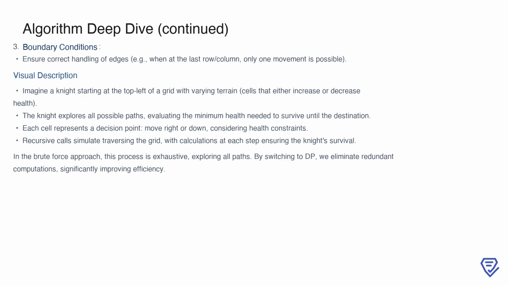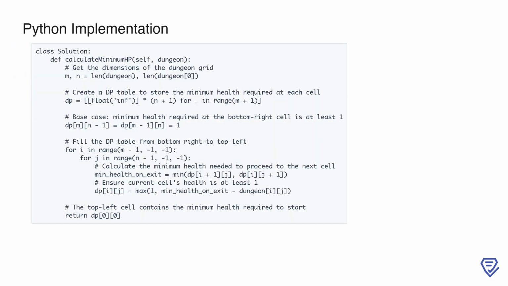In the brute force approach, this exhaustive exploration leads to inefficiency. However, by switching to dynamic programming, we eliminate redundant computations, storing results for subproblems and reusing them as needed. This transition from brute force to DP transforms the process, making it far more efficient while maintaining the accuracy of the calculations. This implementation solves the dungeon game problem using a dynamic programming approach.